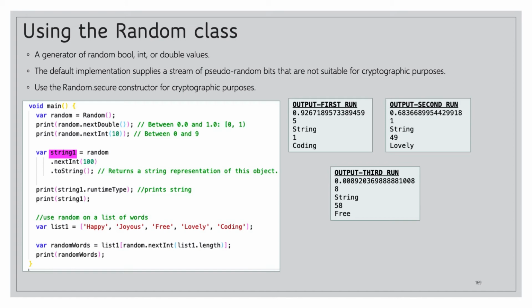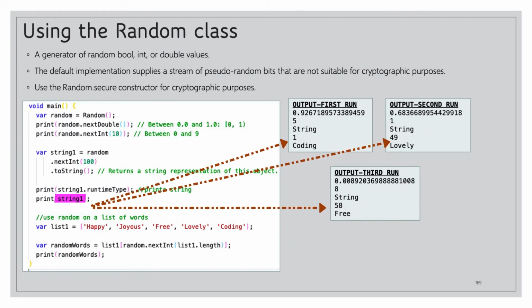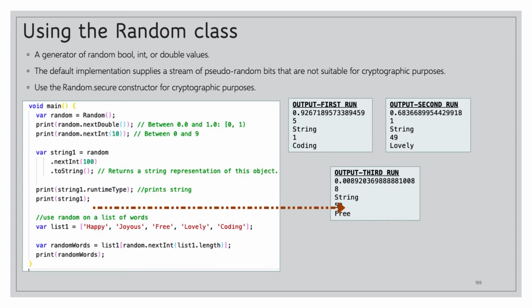Then string1 is equal to our random instance.nextInt set to 100, and then toString. So here we're returning a string representation of our object up through the number 100. And here we print the runtimeType, and in each and every case we see that it's of type String. Then we actually print string1. That's going to print the corresponding number. So if you look over here, you'll see the first time it printed it was the number 1, the second time it was 49, the third time it was 58.